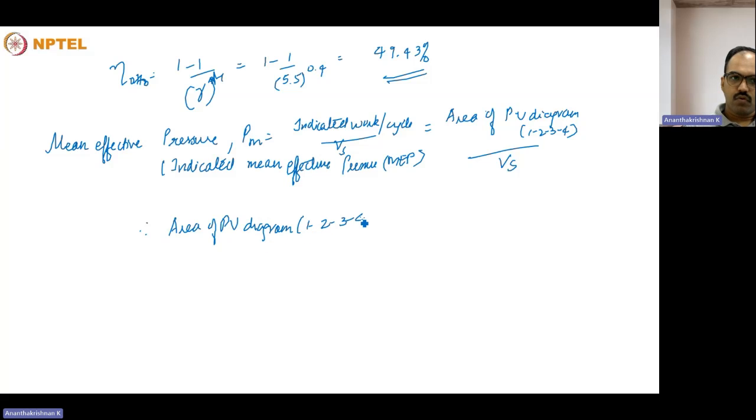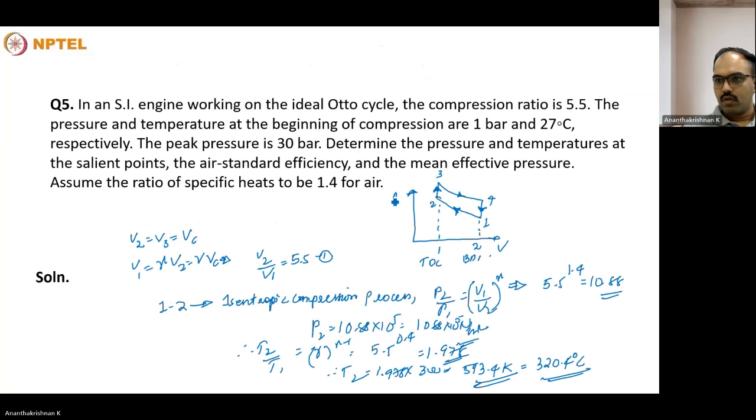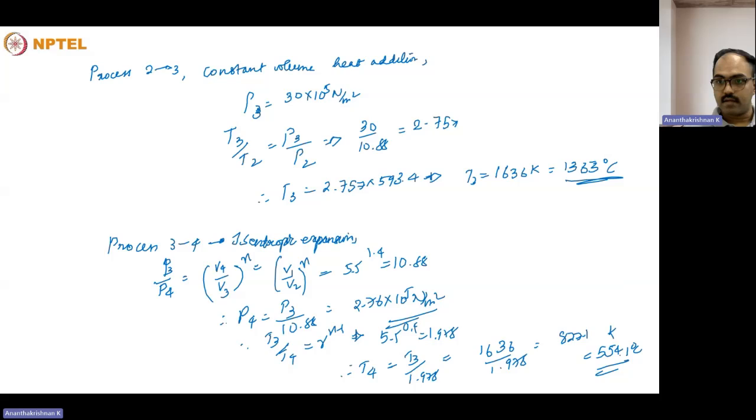One, two, three, four. That will be equal to the area that is enclosed by this cycle. How to get that? We have to take into consideration that these two are vertical lines. So the area will be equal to the area subtended by this curve minus the area subtended by this curve onto the x-axis, or the volume axis.